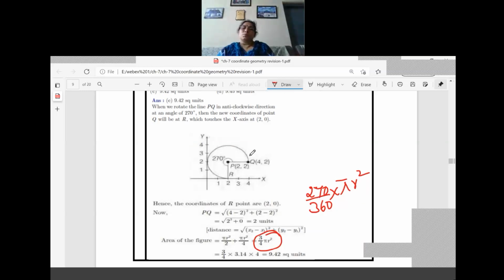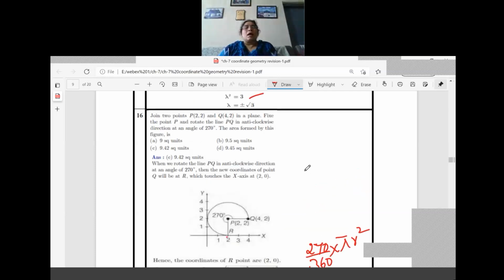So from Q to this point R, that is the anti-clockwise direction, how much it has moved. Now the question is, what is the remaining sector? We can just do pi r square, 1 by 4 pi r square also. So read the question once again.